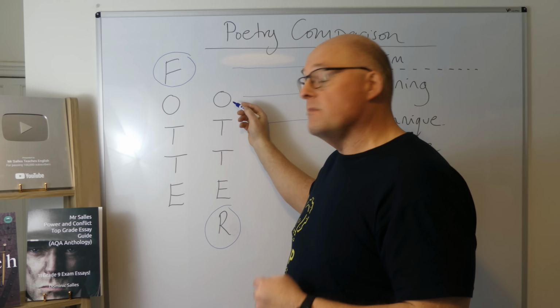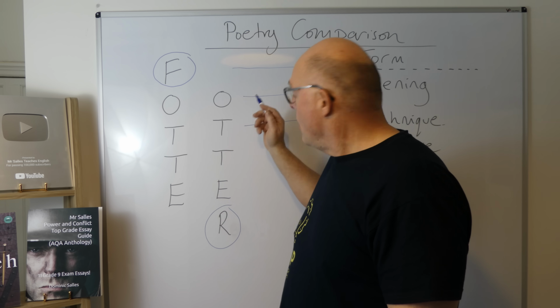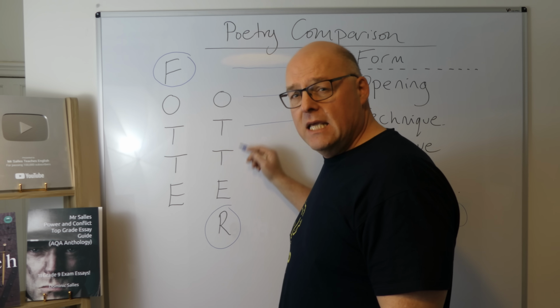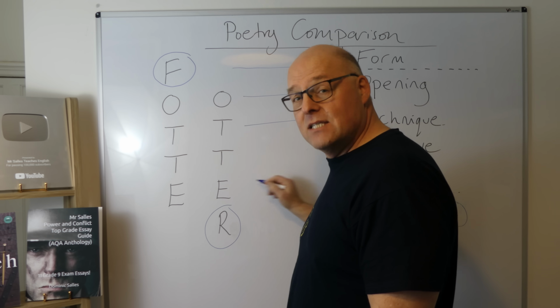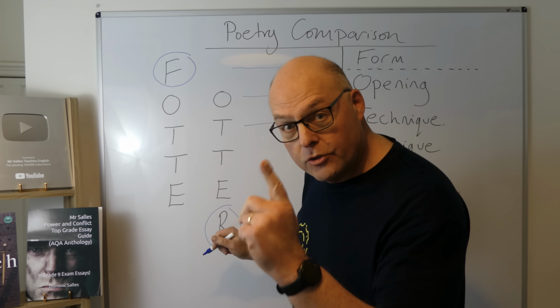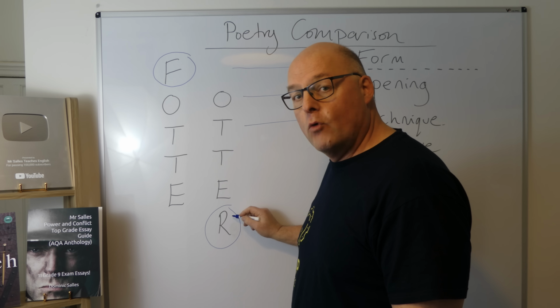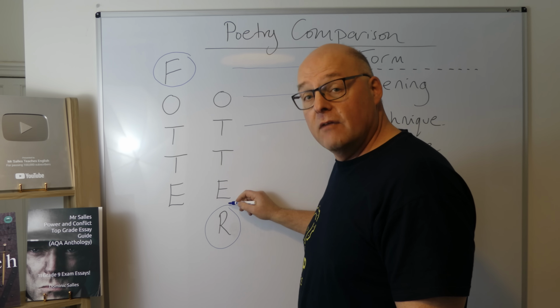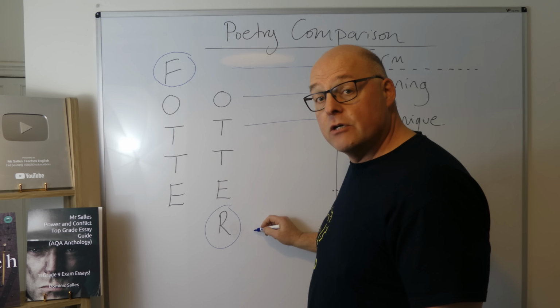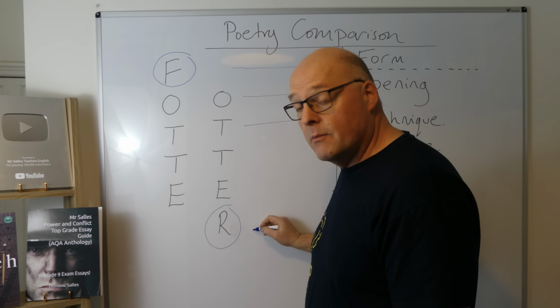I'm going to use the Mr. Salles OTTER technique: opening, one image technique, another image technique, the ending technique, all linked to the author's purpose. Then my reminder: have I written about form and structure when I wrote about those? If not, I'm going to write something now. It's only going to be a sentence long, maybe two at the most.